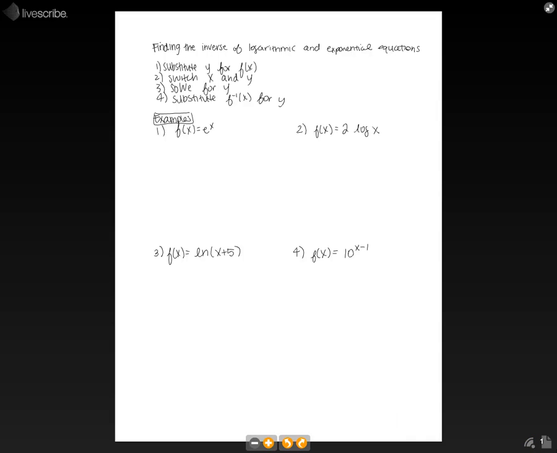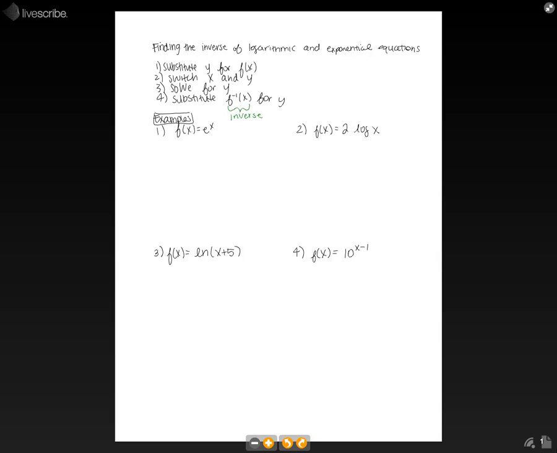In this video, we're going to talk about how to find the inverse of logarithmic and exponential equations. The steps for this are the same as the steps in pre-calculus for finding the inverse. It's just dealing with different equations. First you substitute y for f of x, then you switch your x and y's, you solve for y, and then you substitute f to the negative 1 of x for y, which stands for inverse.